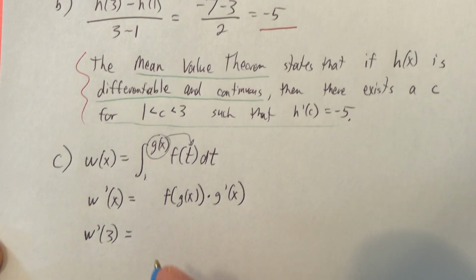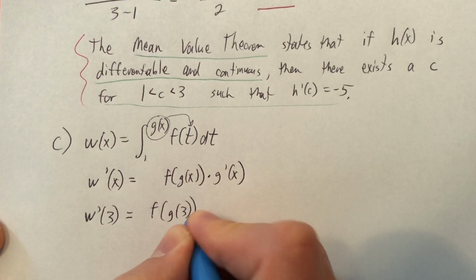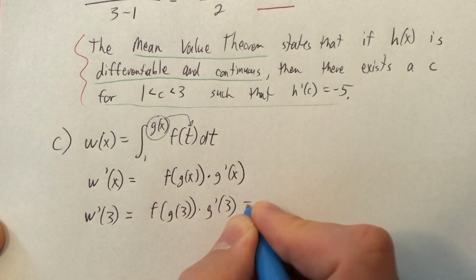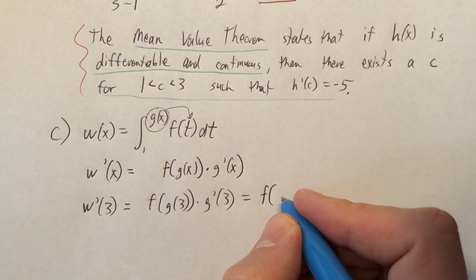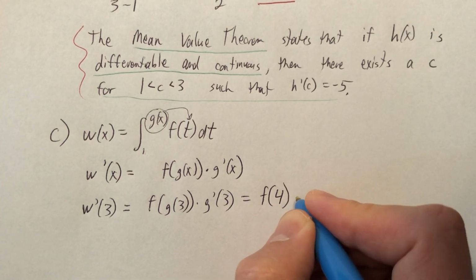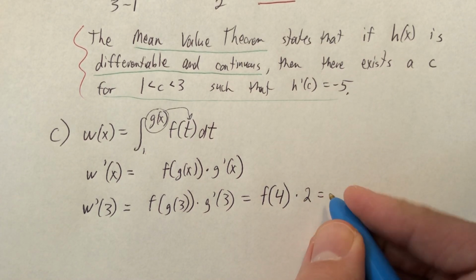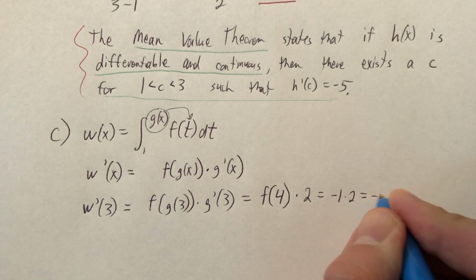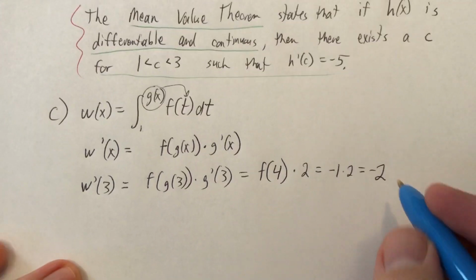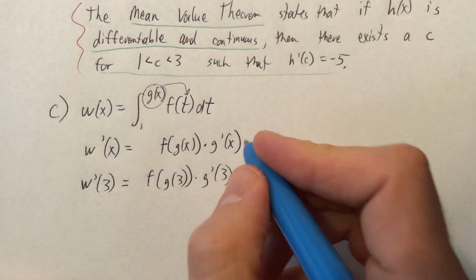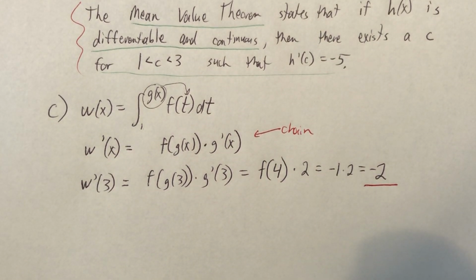All right, so now let's find out what W prime of 3 is, and this is where things get pretty easy. f of g of 3 times g prime of 3, and now we just look at the table of values and we go from there. So I need g of 3, and I'm looking at the table, and you can't see where I'm looking, but you've got a table too. And then g prime of 3 is 2, f of 4 is -1, -1 times 2 is -2, and we got it. So they were looking for two things on this one. They looked for that, and they looked right here for the chain rule. They wanted to make sure that you did the chain rule. Okay, let's do part D.